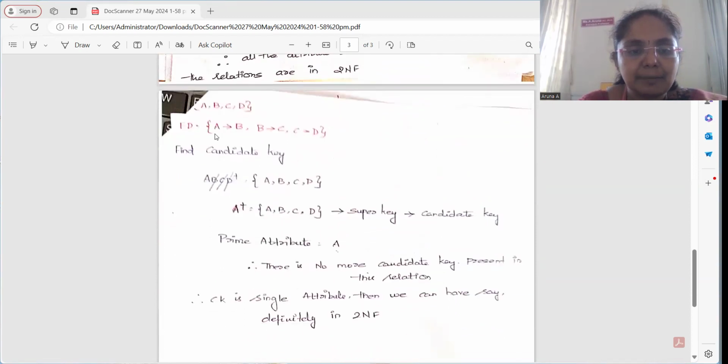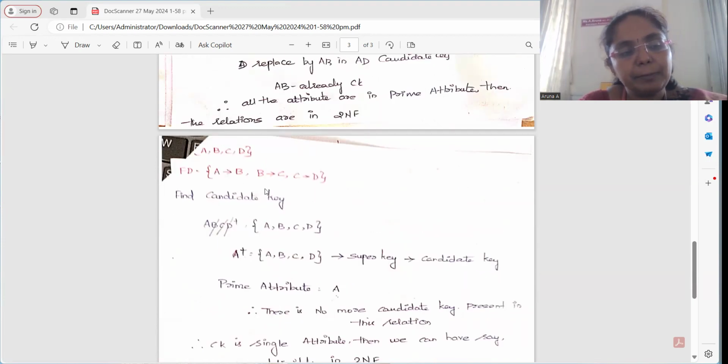And in my last example, we had to find the candidate key. While computing the candidate keys, A plus is a super key and a candidate key. Why am I saying this directly? Because here it is a singleton attribute. If a closure has a single attribute, definitely that is a candidate key and super key. If the candidate key is a single attribute, we can directly say that the relation is in second normal form.